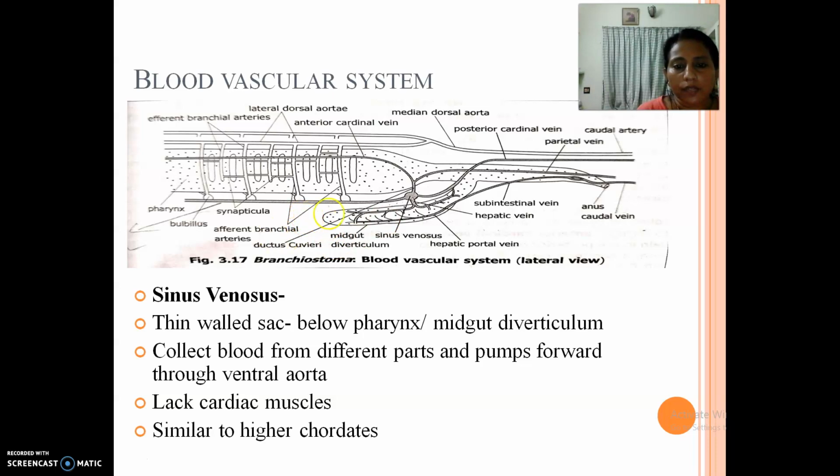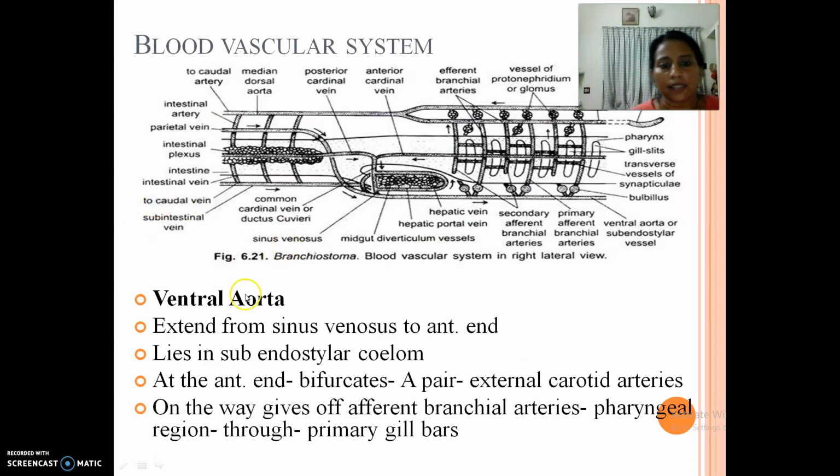So the sinus venosus collects blood from the different blood vessels. This is one blood vessel, this is another blood vessel, this is another one. All these blood vessels are giving blood to the sinus venosus. See here, from the sinus venosus, blood is carried towards the anterior side. This blood vessel is called the ventral aorta. So from the sinus venosus, a ventral aorta is going through the pharyngeal region towards the anterior side. Now the next part is about the ventral aorta.